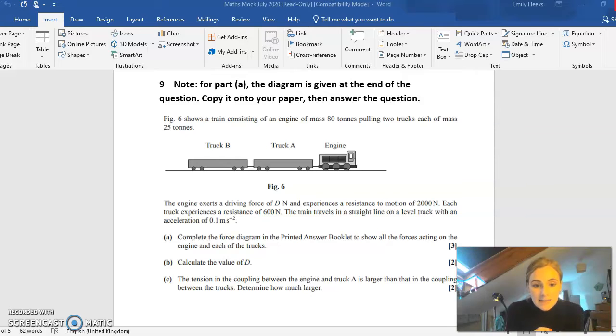Okay, so the last part says calculate the tension in the coupling between the engine and truck A. It says that it's larger than the coupling between the trucks. Determine how much larger. Okay, so I need to find both the tensions and then say how much bigger it is. Let's have a look at doing that.